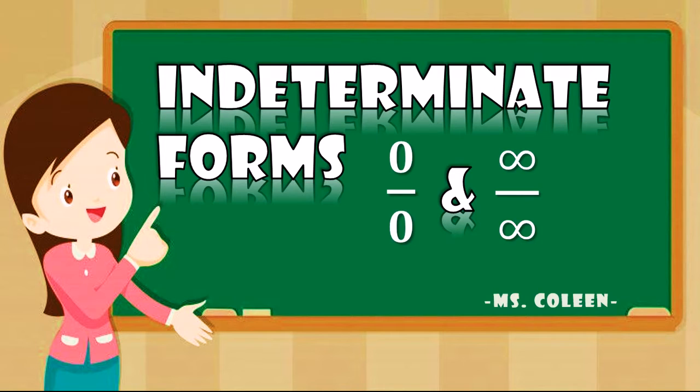In this video, I'm going to discuss indeterminate forms, 0 over 0 and infinity over infinity. So there are 7 different types of indeterminate forms, but in this video, I'm going to discuss only these 2 types.